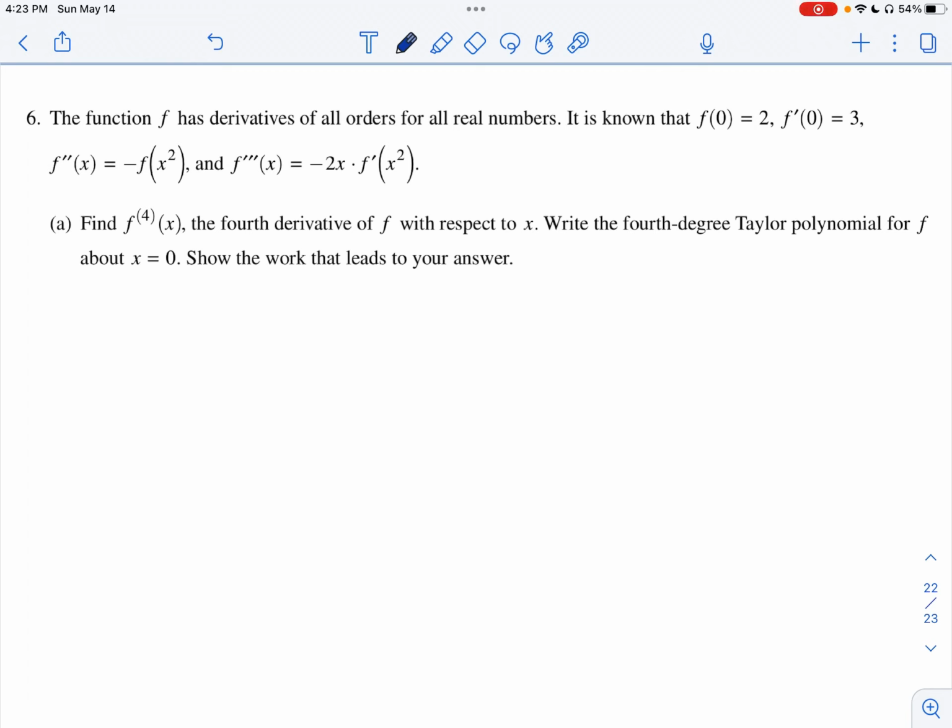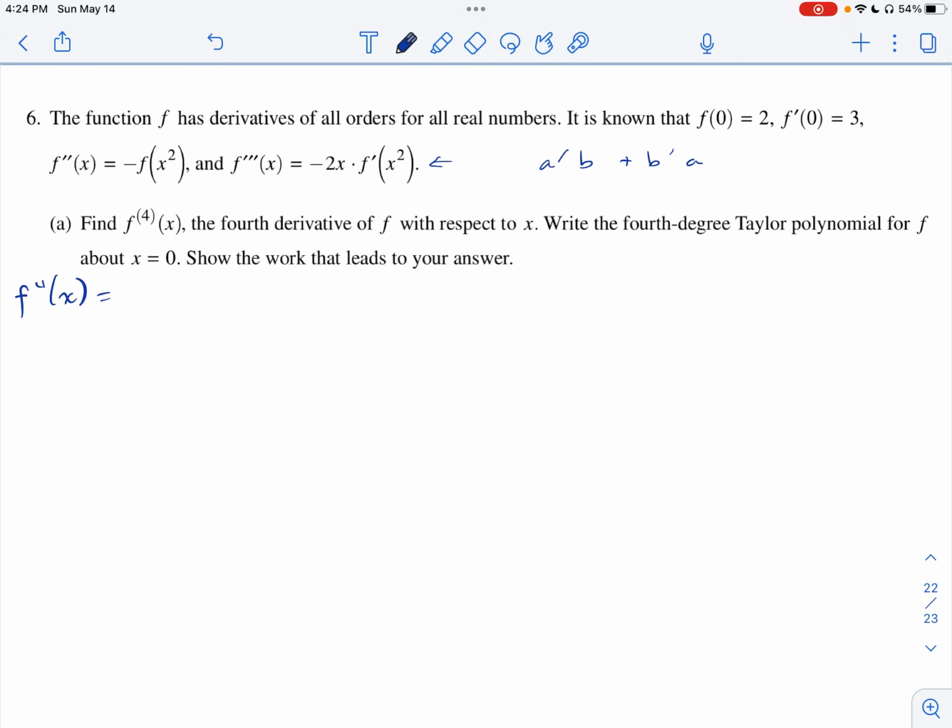Okay, so let's set this up. So first things first, we need to find the fourth order derivative. Well, in order for us to find the fourth derivative, we just need to differentiate the third derivative, right? The fourth derivative is the derivative of the third derivative. So if I want to differentiate this right away, we have to recognize we need to use the product rule, right? So the product rule, we would say a prime times b plus b prime times a. And you could switch that around however you want to do it.